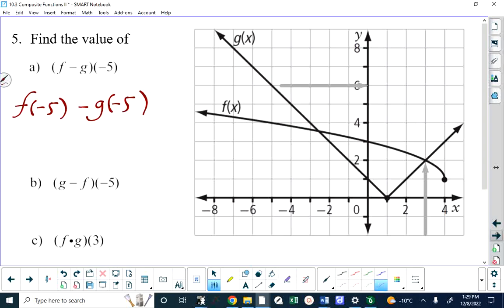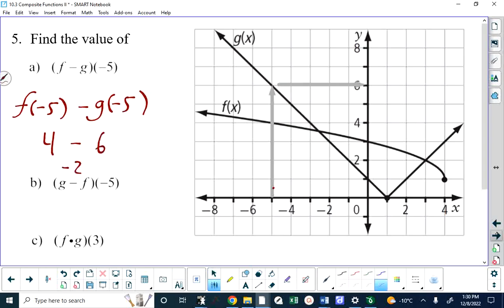From a very clinical standpoint, maybe too analytical, f of negative 5 means negative 5 goes in and what comes out is the y-coordinate. So you look over here at negative 5, and for f, what comes out is 4. A more straightforward approach is to just know that f of negative 5 is the y-coordinate when x is negative 5. And it's 4. Minus g of negative 5 means we still look at negative 5 for x, but now we read the y-coordinate or the output for g, which is 6.